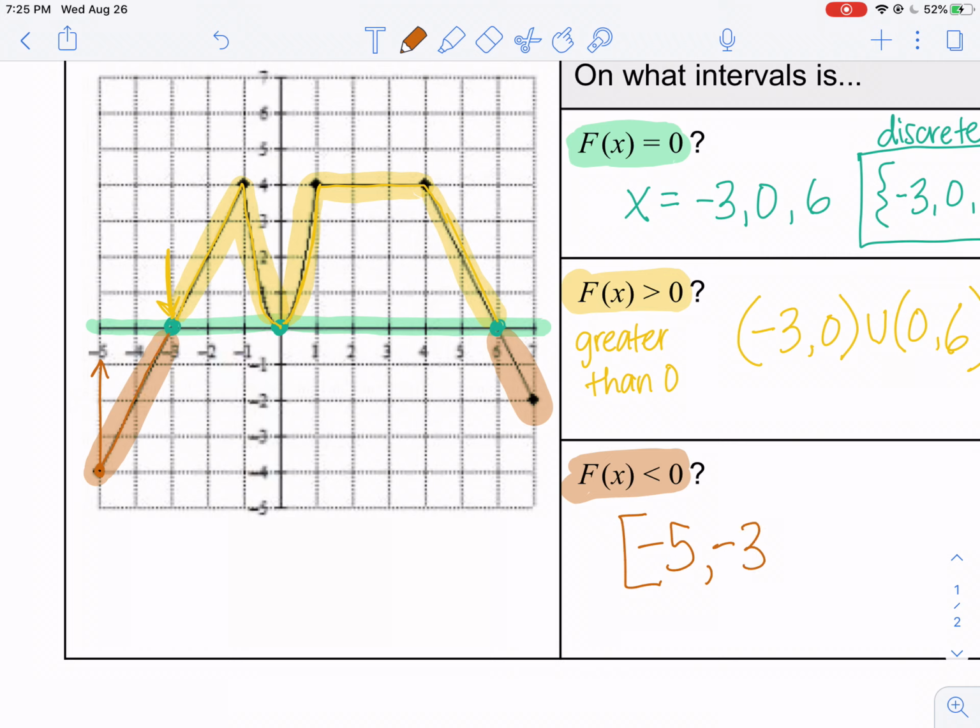And at -3, it's not positive or negative, it's on the x-axis, so I'm going to go ahead and put parentheses. And then it takes a break, it does the yellow portion, and then at 6, it starts up again and goes until 7. So I'd say from 6 to 7, and at 7, it is 100% under the line, so I'm going to put a bracket like that.